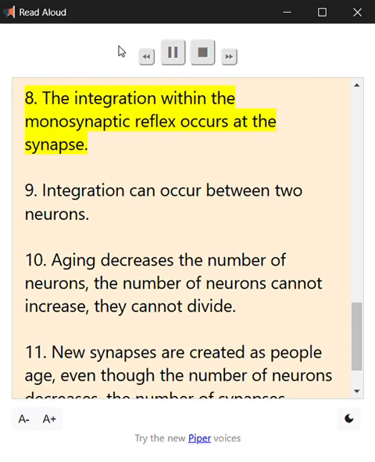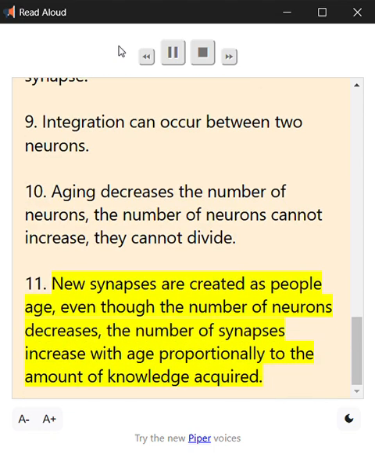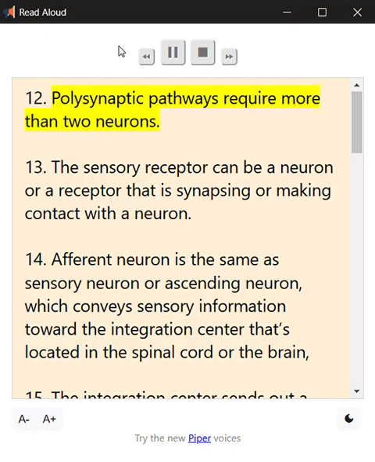8. The integration within the monosynaptic reflex occurs at the synapse. 9. Integration can occur between 2 neurons. 10. Aging decreases the number of neurons. The number of neurons cannot increase, they cannot divide. 11. New synapses are created as people age. Even though the number of neurons decreases, the number of synapses increases with age proportionally to the amount of knowledge acquired. 12. Polysynaptic pathways require more than 2 neurons.